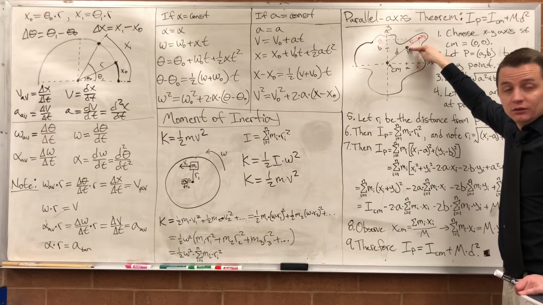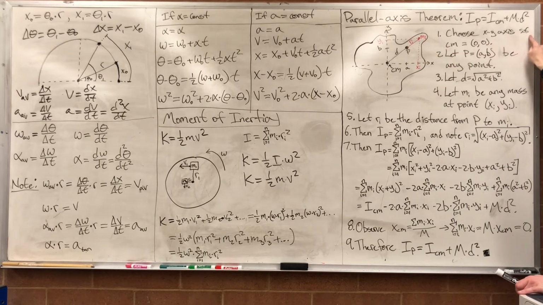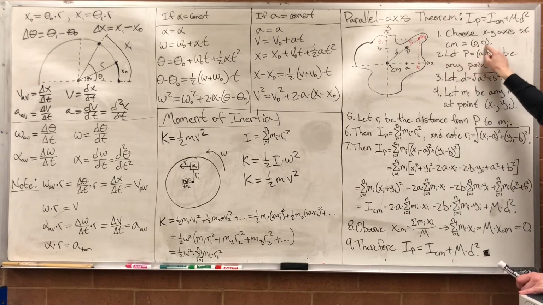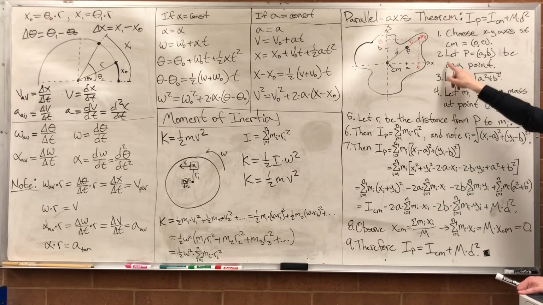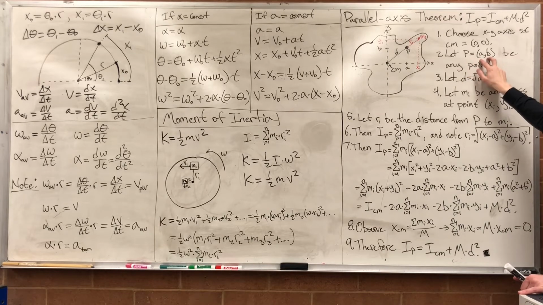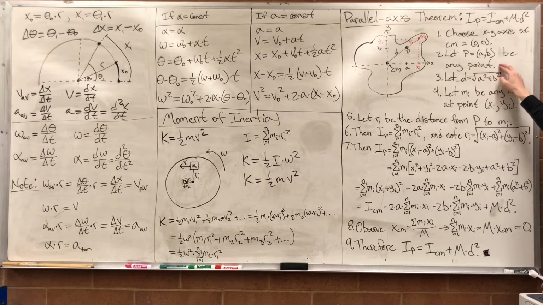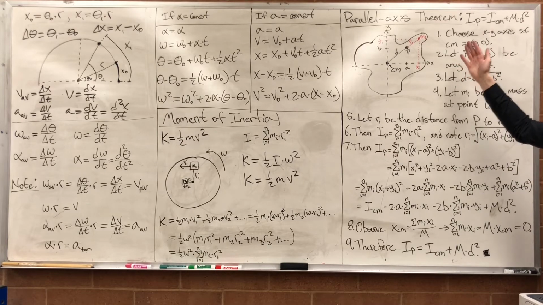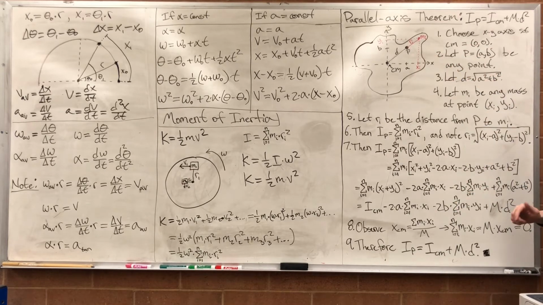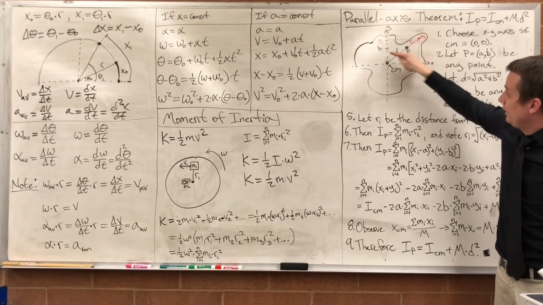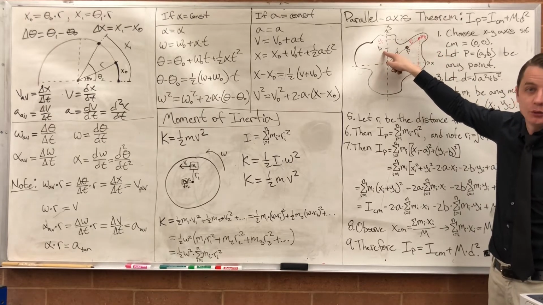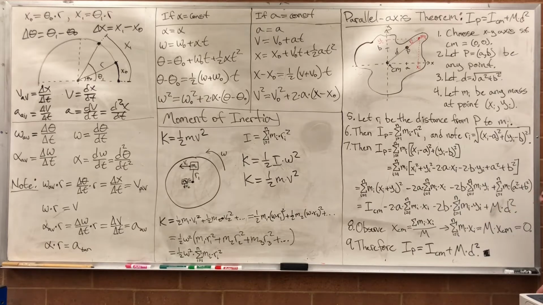So choose xy axes such that the center of mass is the coordinate point (0, 0). The center of mass is our origin. Let P have coordinate points (a, b), whatever those are, we have no clue, it could be any point anywhere. I happen to have drawn it inside the object, but there's no reason you have to. P is the point that we rotate around. Those coordinates could be positive or negative; I happen to have drawn them positive.